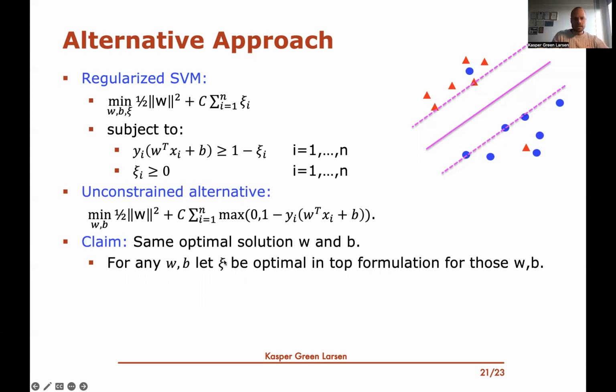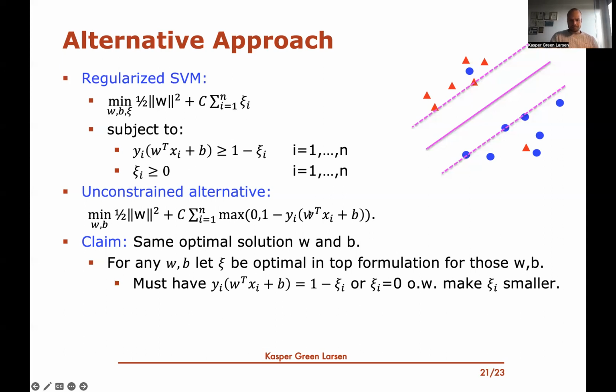Then my claim is that the cost of this solution in the top formulation will be exactly the same as in the bottom formulation, which means that the best you can do in both cases will be to find the same W and B, because for any fixed W and B, you get the same value of the two optimization problems. So the first one will also find the same W and B as the latter one, and vice versa.